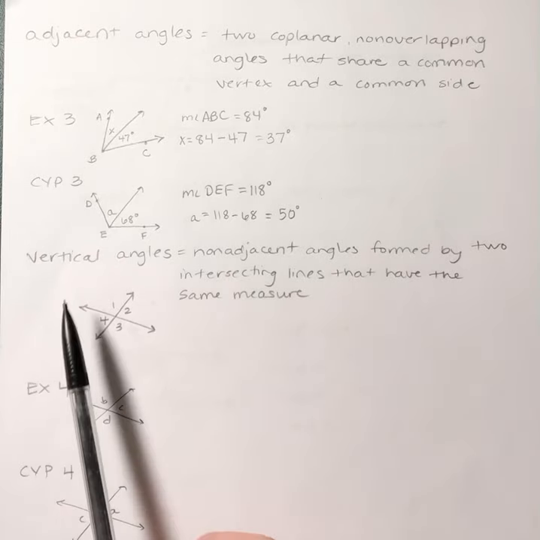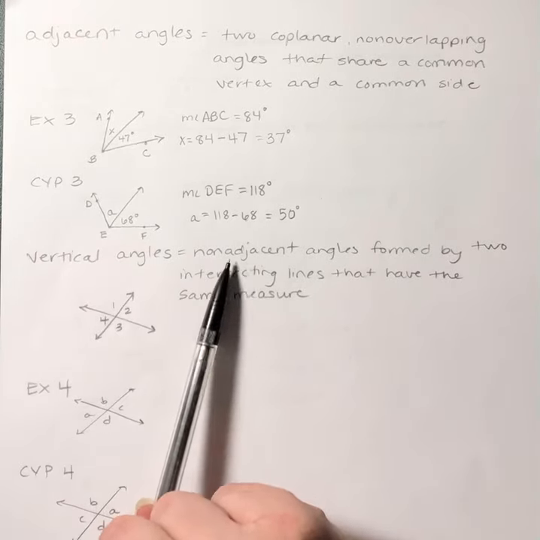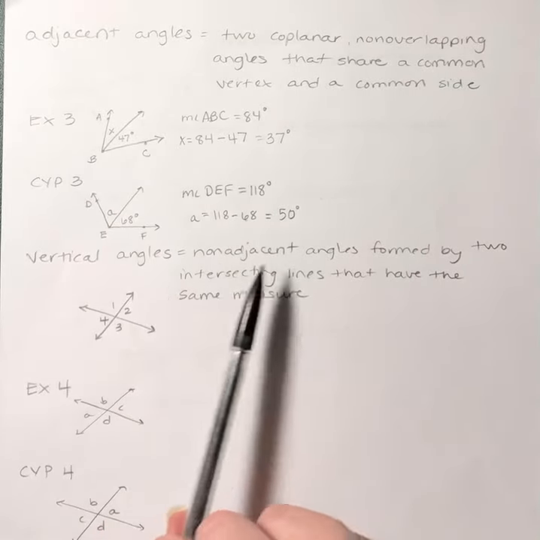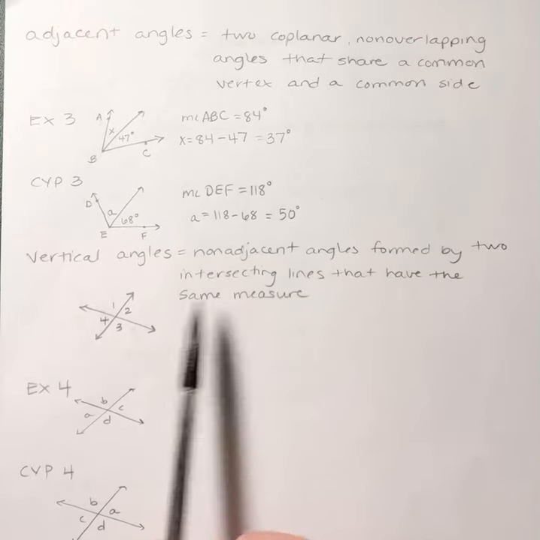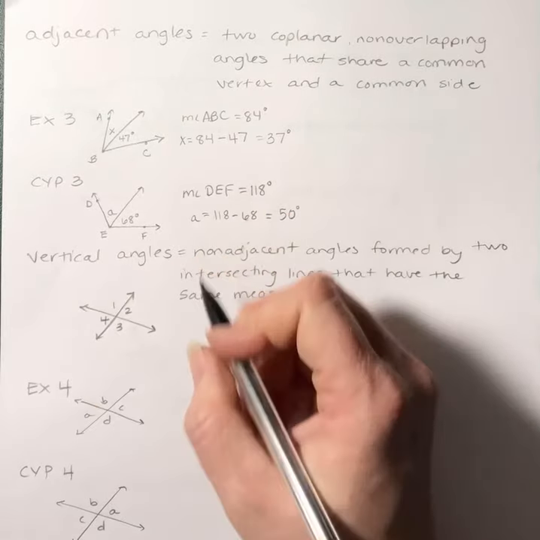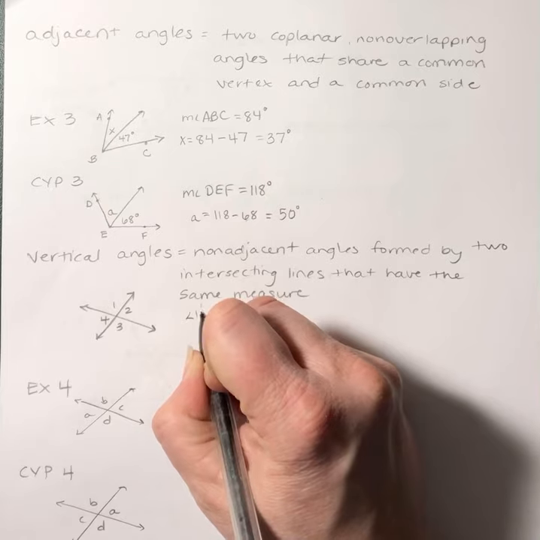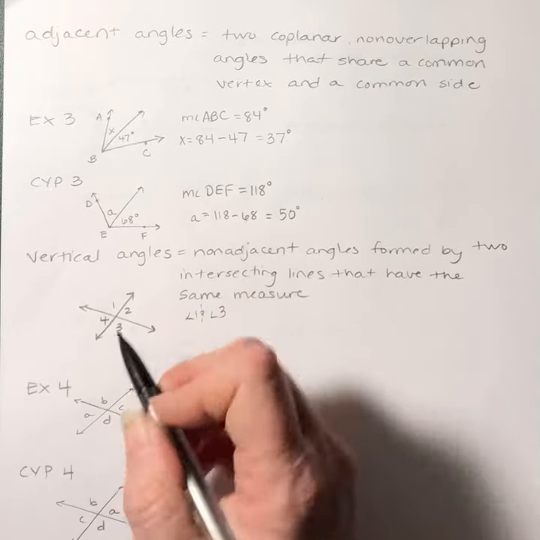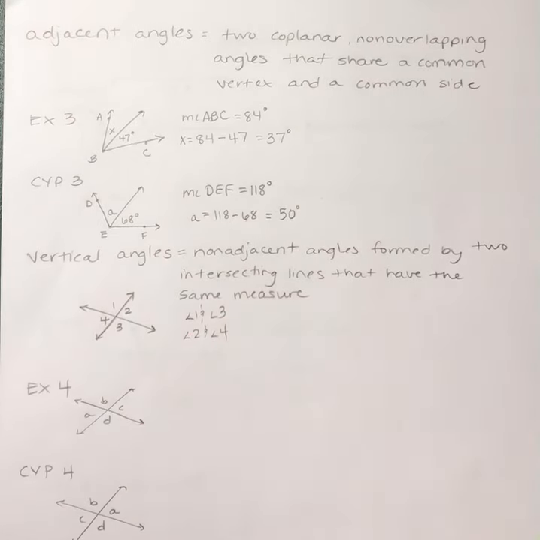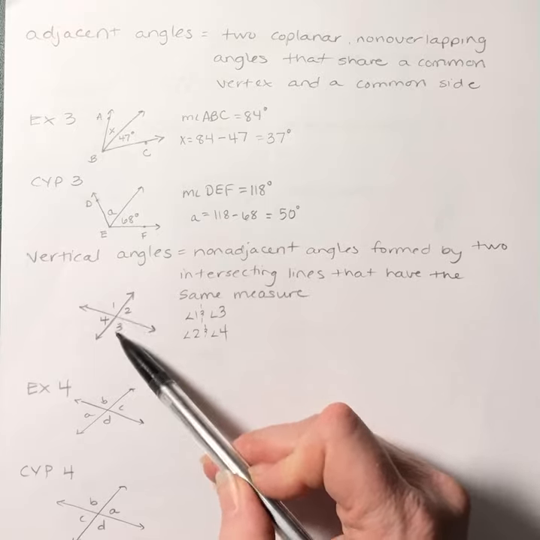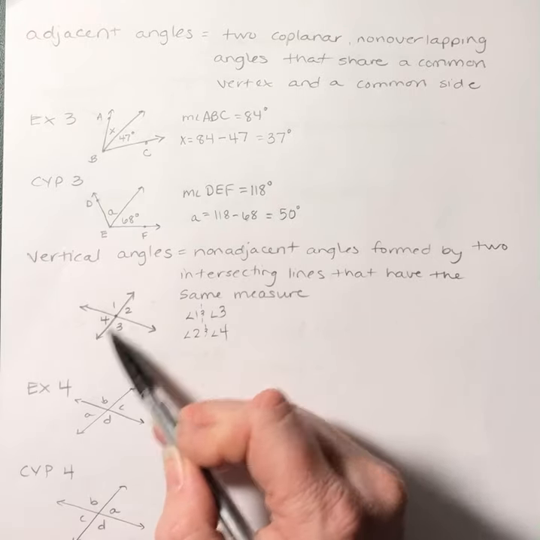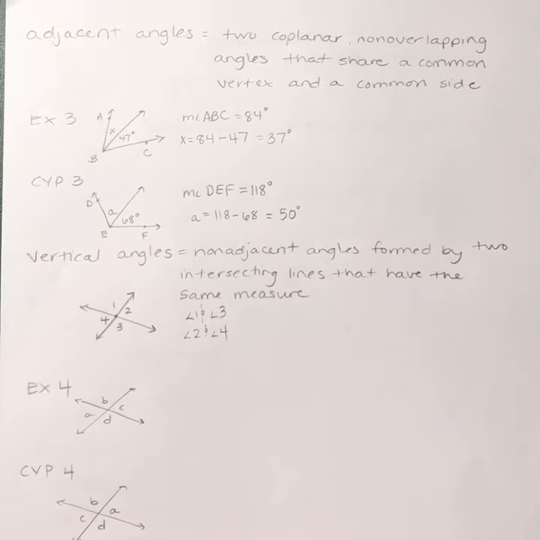The next definition is vertical angles. These are non-adjacent angles. So adjacent is next to, non-adjacent is not. They're vertical angles, but they have to be formed by two intersecting lines and have the same measure. So here are my two intersecting lines. Angles 1 and 3 would be considered vertical angles, and then angles 2 and 4 would be considered vertical angles. So they're non-adjacent. 1 and 3 share the same vertex, but they don't share the same sides. They're formed by intersecting lines, and they have the same measure.